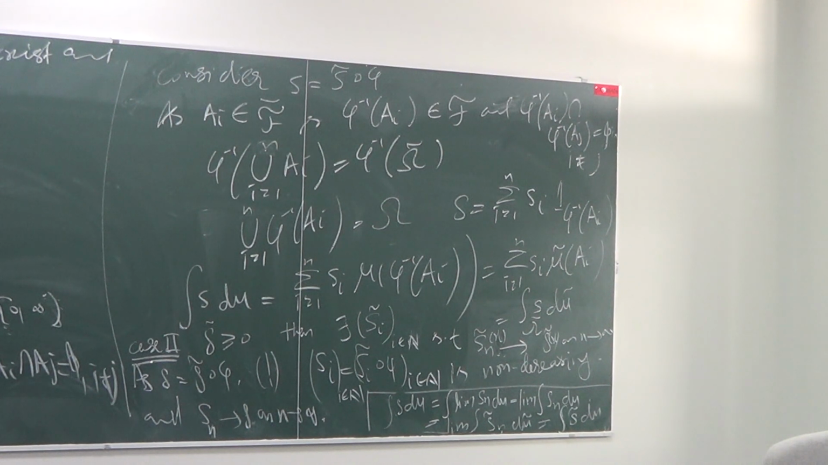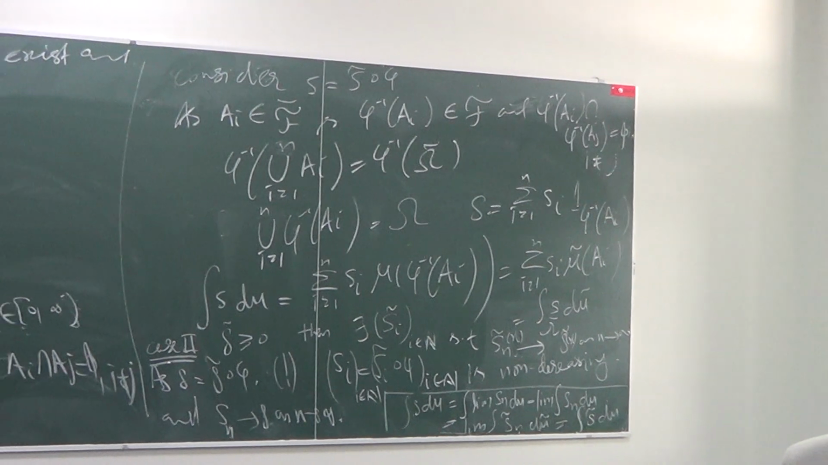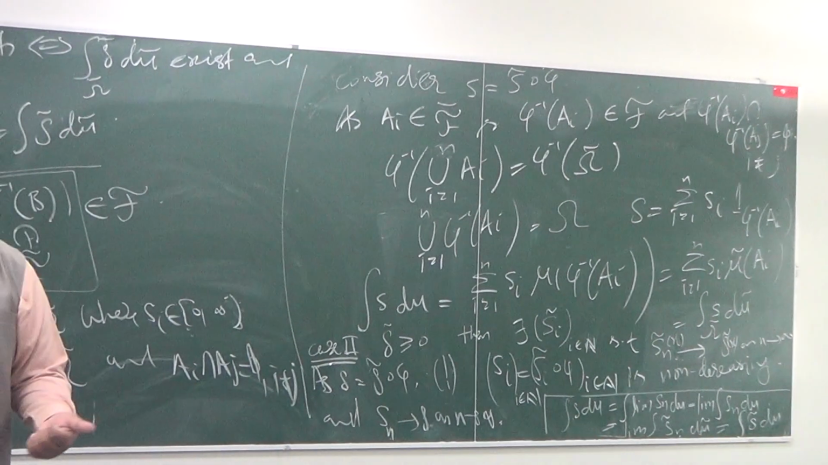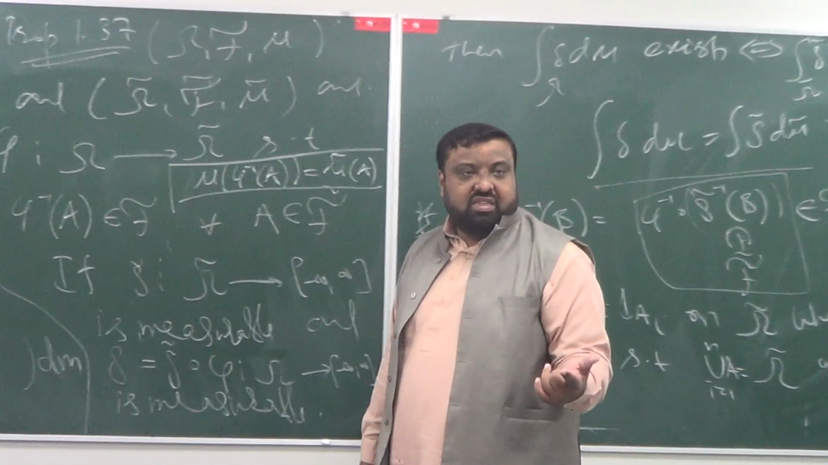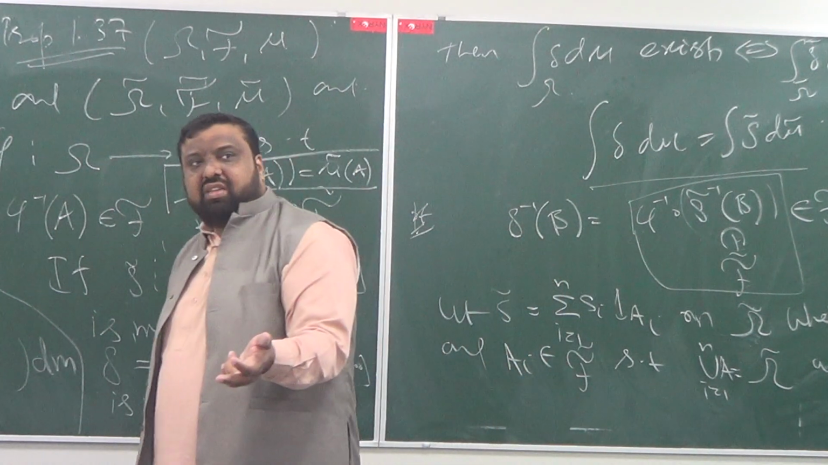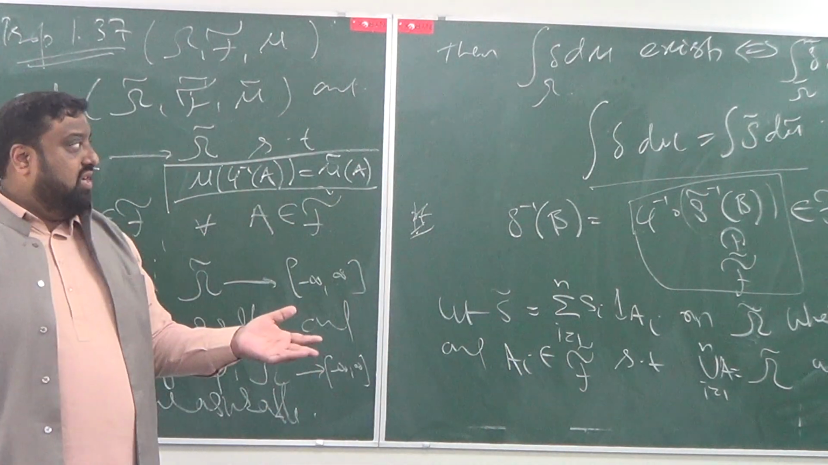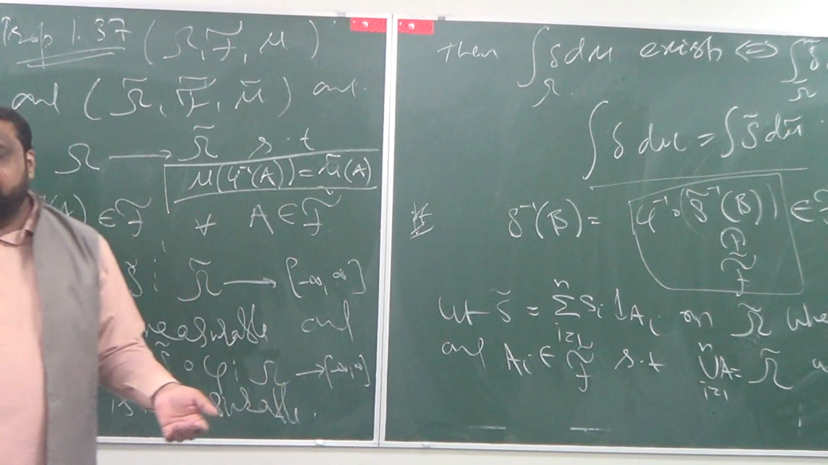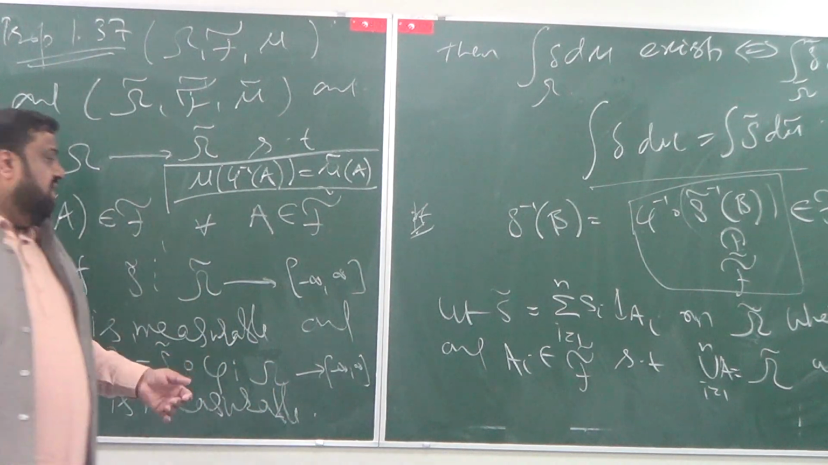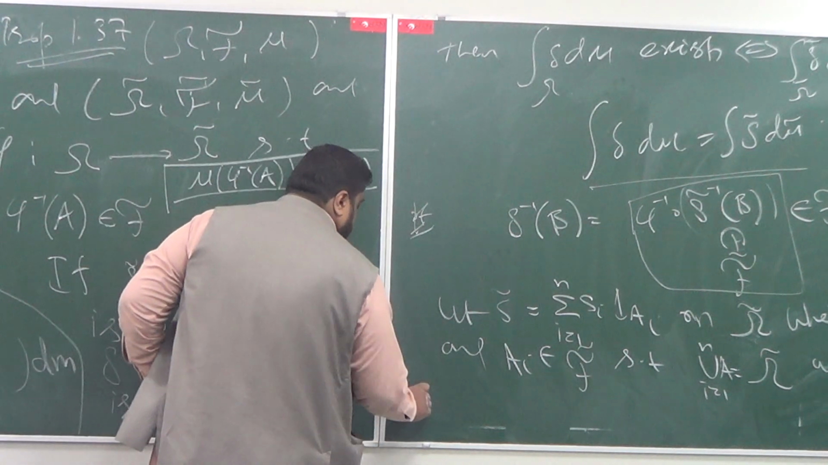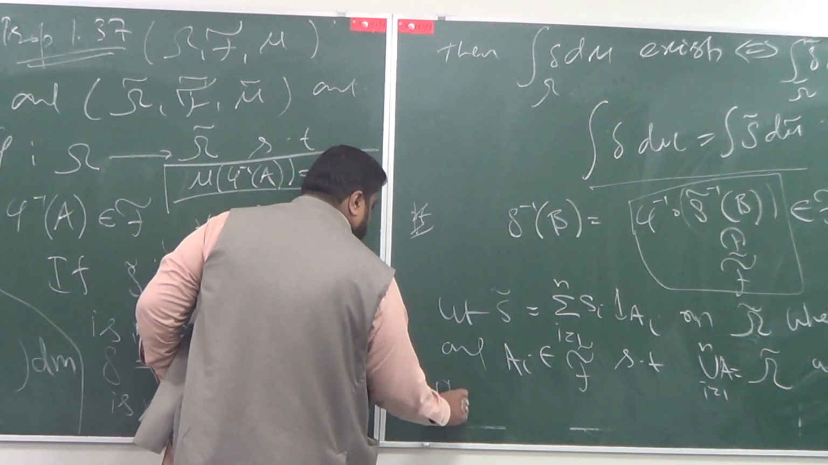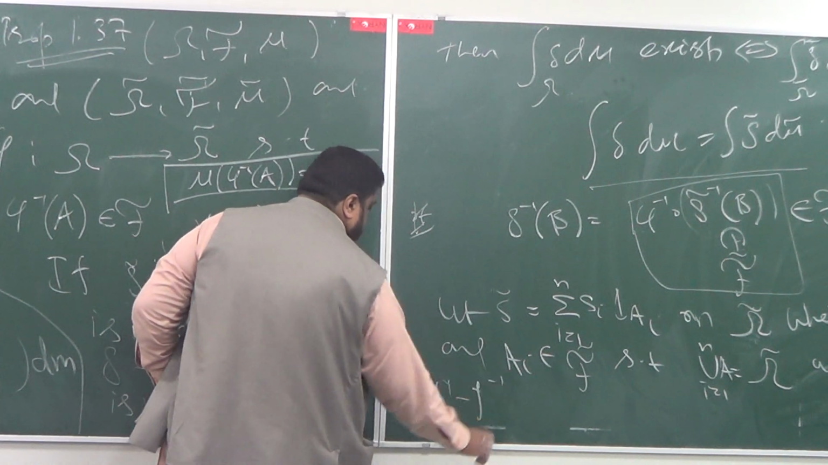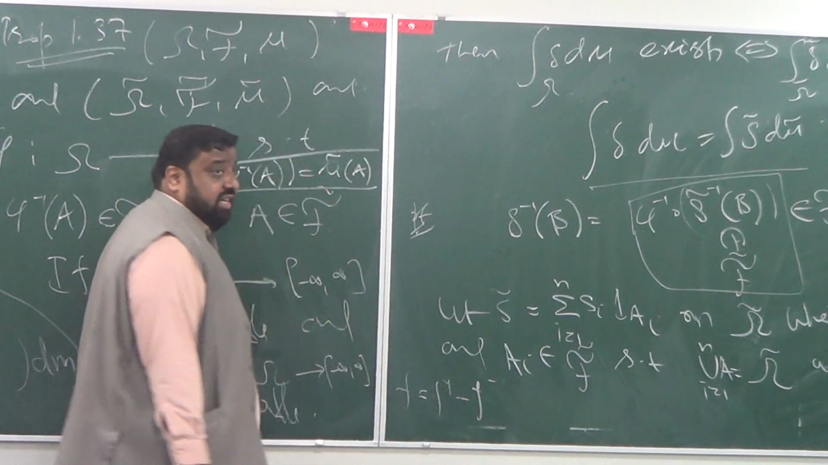And this is an important trick actually. Whenever you want to prove a claim for a general measurable function, prove it for a simple function, then prove it for a non-negative measurable function, and then prove it for the general measurable function, because I know that a general measurable function can be written in this manner, as a difference of non-negative parts.